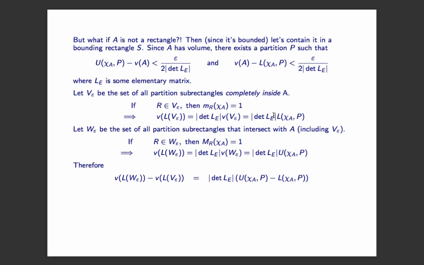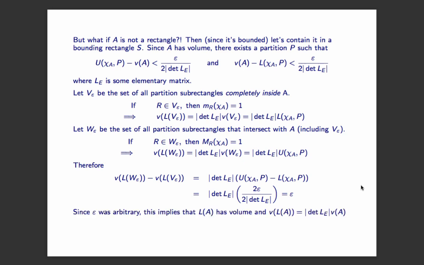So if I take the difference of this minus this, I get this minus this. I can factor out my determinant, and therefore I get this difference. And using this result here, that's equal to the determinant of my elementary matrix times epsilon divided by the determinant of my elementary matrix times 2, times 2 epsilon divided by 2, so of course that leaves me with just epsilon.